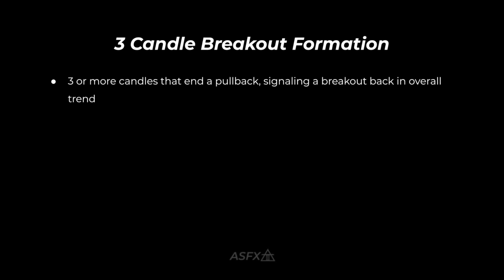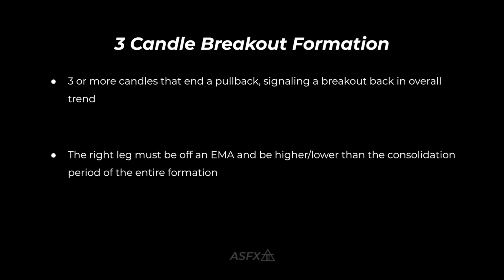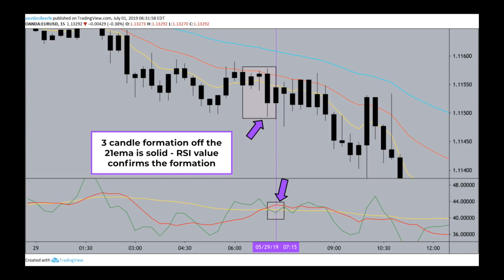So let's talk about the 3-candle breakout formations. Again, this is similar to the 2-candle, right? But it's 3 or more candles to end the pullback, signaling that a breakout potential is coming. The right leg of these must always be off an EMA, like we talked about, the 21 or the 50 or the 200, not the 8. And it must be higher or lower, if you're buying or selling, than the consolidation previous.